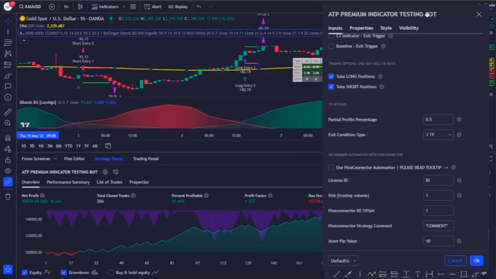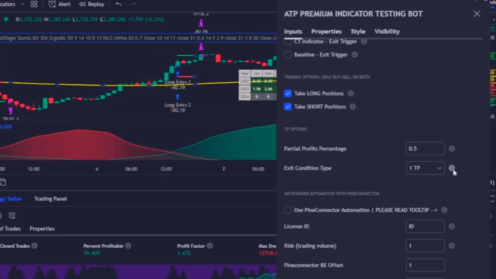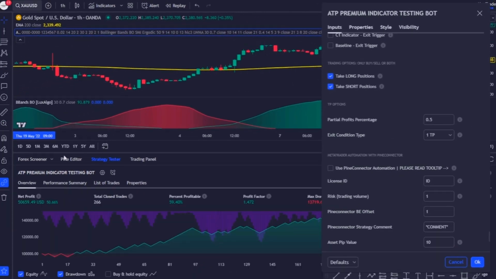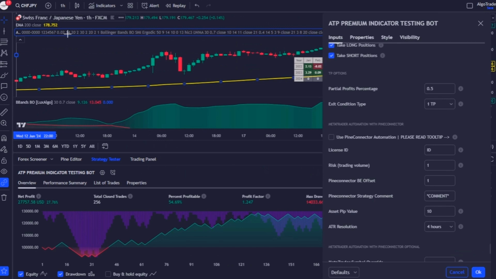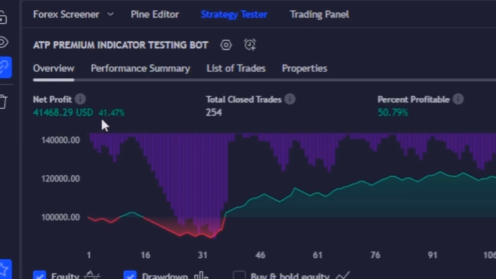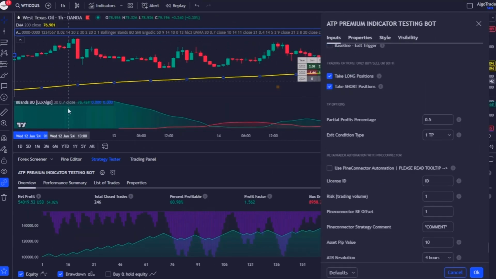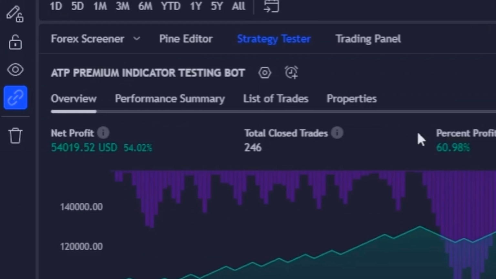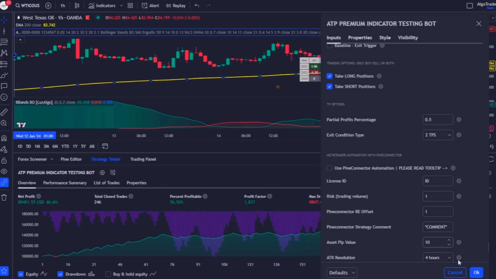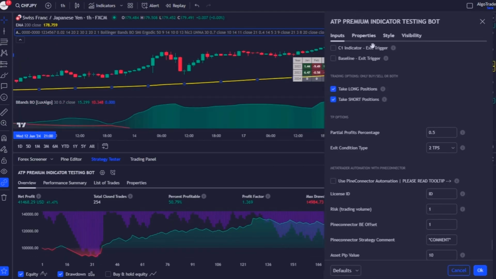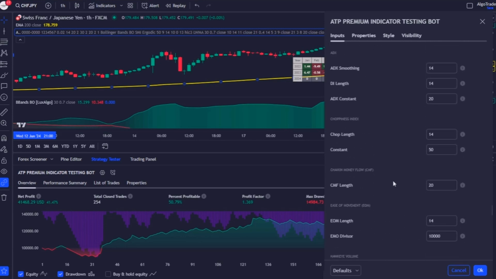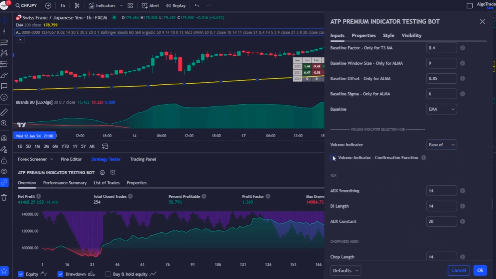For example, going to my indicators testing bot, I can change the take profit method to a trailing stop loss, where we can see that the net profits of this simple strategy increase a lot. In gold, it increases from 50 to 66%. In the Swiss franc Japanese yen currency pair, it increases from 27 to 41%, and even in oil, it increases from 54 to an astonishing 80%. And the same happens in all the other assets.